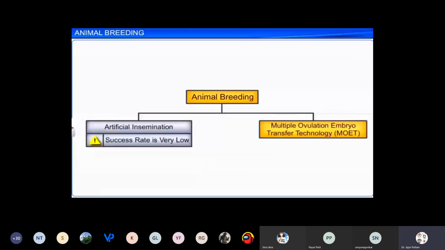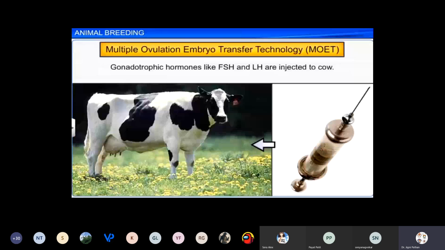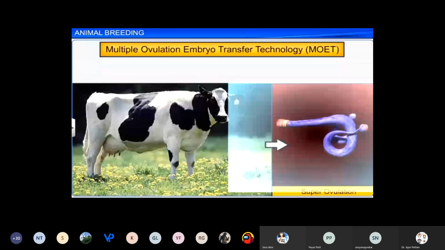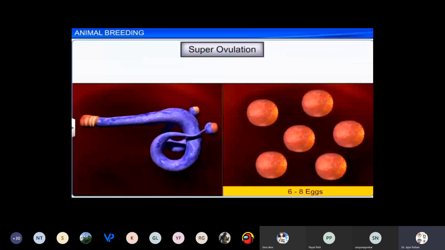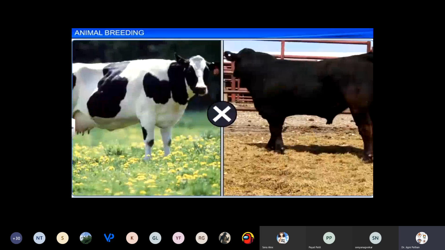MOET involves the administration of gonadotrophic hormones like FSH and LH to female animals, which induce maturation of follicles, resulting in superovulation. Superovulation is the production of 6 to 8 eggs instead of 1 egg. The superovulated female is mated with a superior male either through natural mating or artificial insemination.